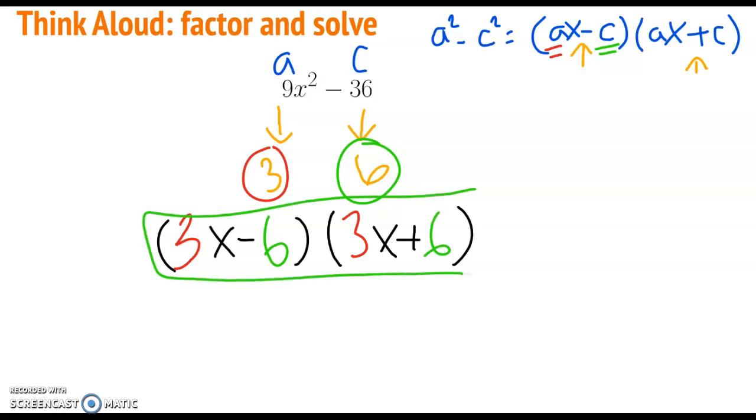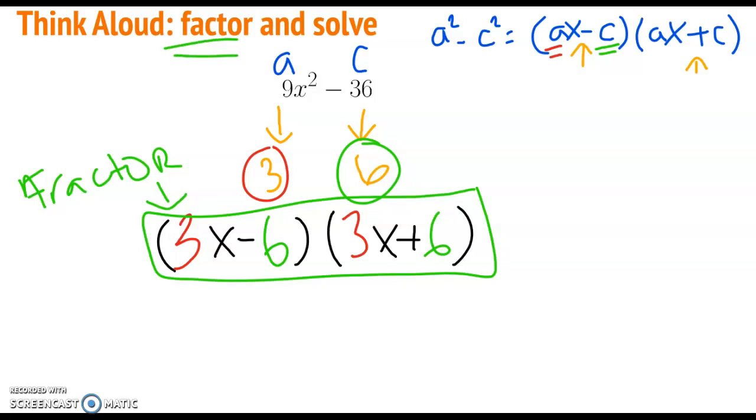This is going to be my answer right here: 3x minus 6 and then 3x plus 6. This only works if my numbers are only my a term and c term and they are perfect squares. That is the only way this is going to work. It's called the differences of squares. So this is my factored form.